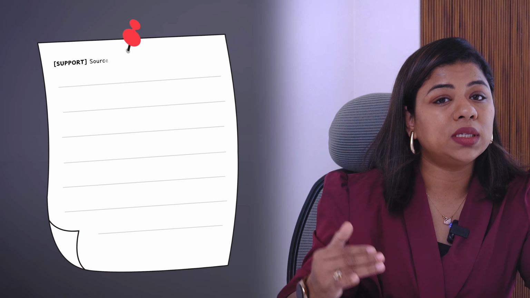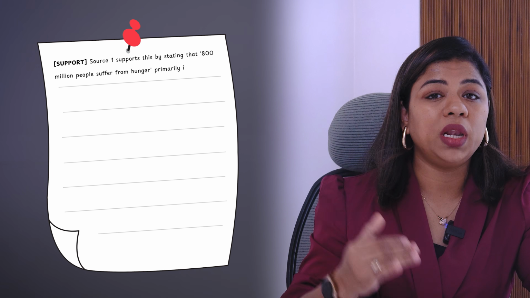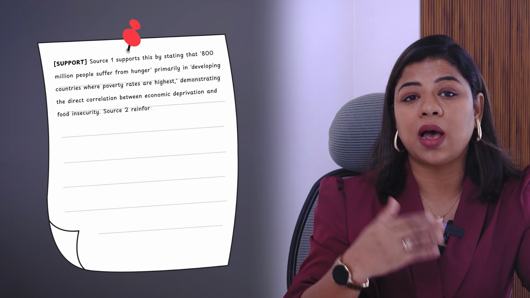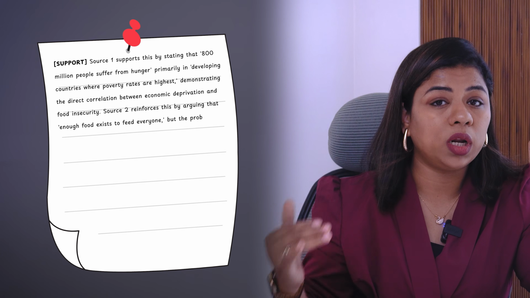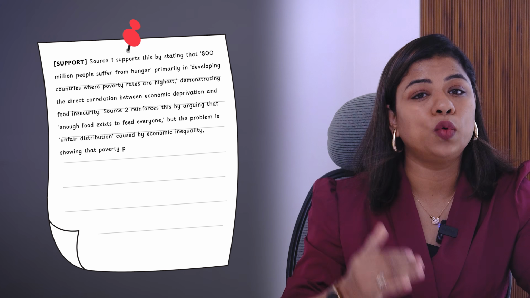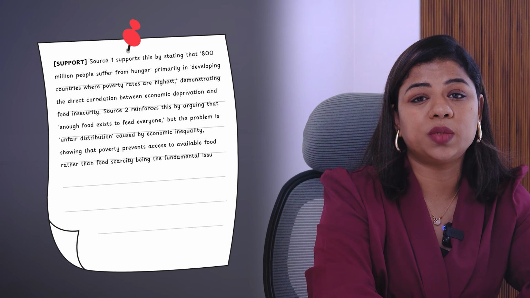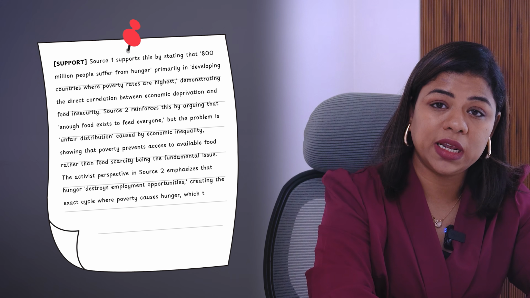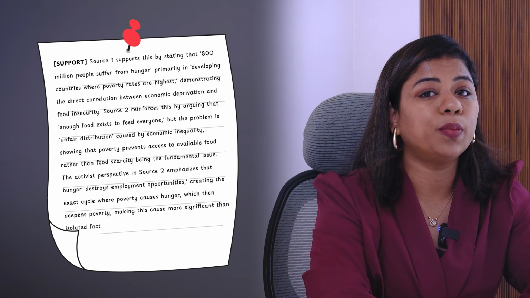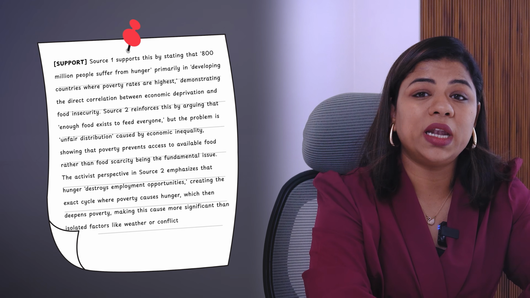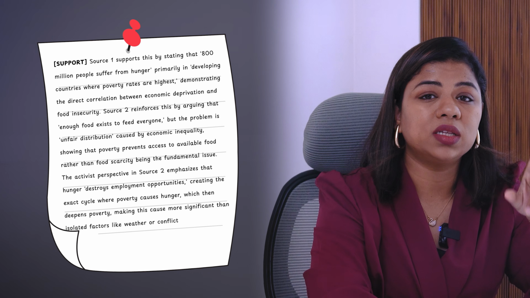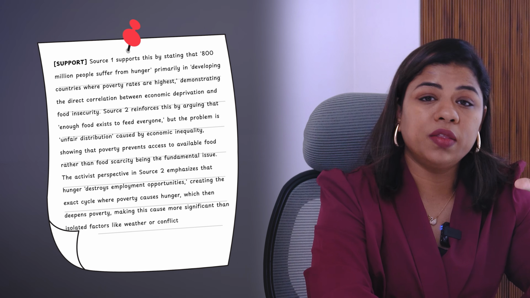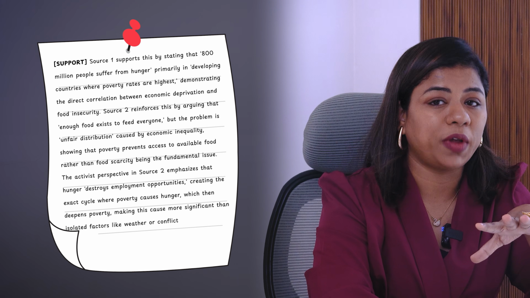Support: Source 1 supports this by stating that 800 million people suffer from hunger, primarily in developing countries where poverty rates are higher, demonstrating the direct correlation between economic deprivation and food insecurity. The activist perspective in Source 2 emphasizes that hunger destroys employment opportunities, creating the exact cycle where poverty causes hunger, which then deepens poverty, making this cause more significant than isolated factors like weather or conflict. The result was around 6 to 8 marks out of 8.